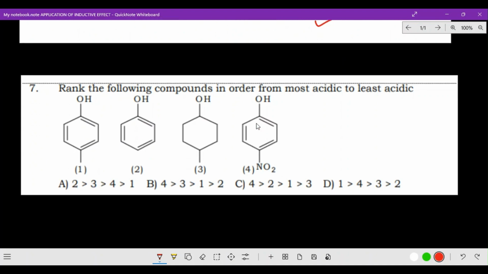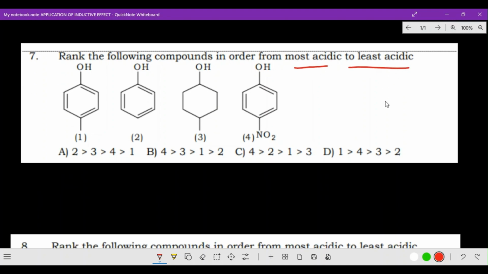Rank the following compounds in order of most acidic to least acidic. Which is the most acidic? Which is the least acidic? Let us go for it. Here there is a methyl group attached to the phenol, this is phenol, and this is a cyclohexane group attached with CH3 and the phenol, and a nitro group.